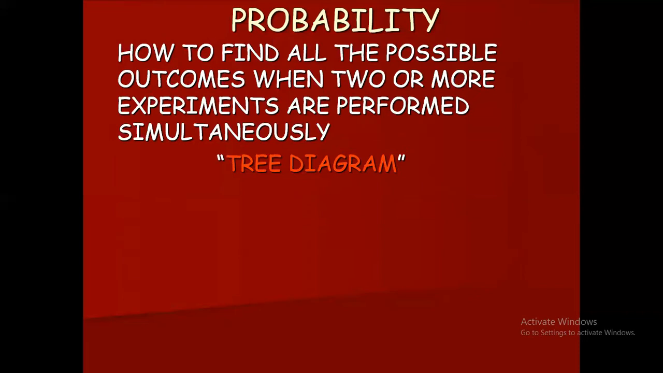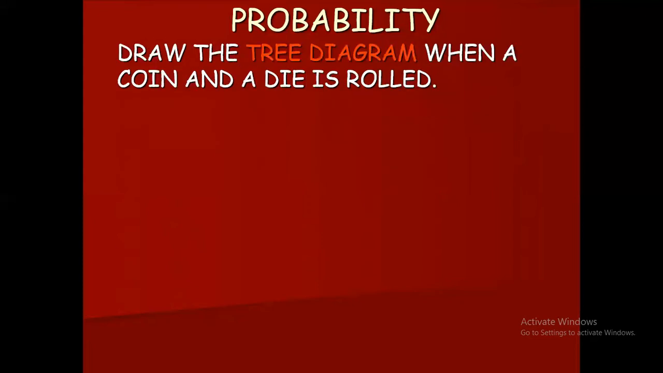This video is about how to find out all the possible outcomes when two or more experiments are performed simultaneously using a tree diagram. I will elaborate this concept with the help of an example. Draw the tree diagram when a coin and a die is rolled.